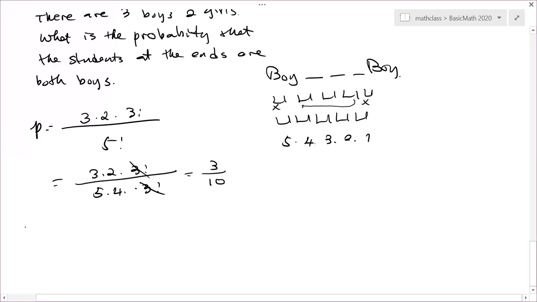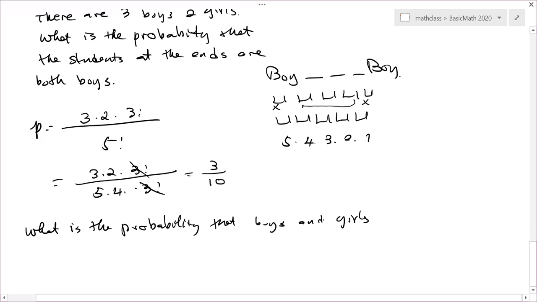Okay, another question is the same problem. What is the probability that boys and girls sit alternatively?